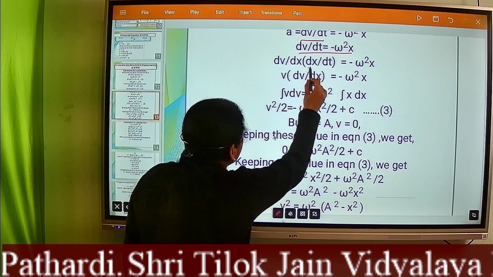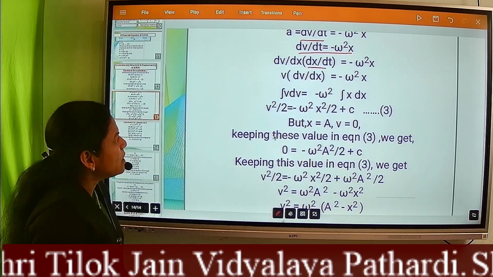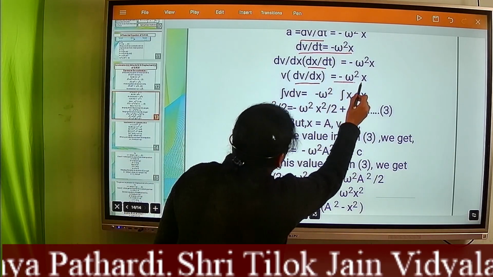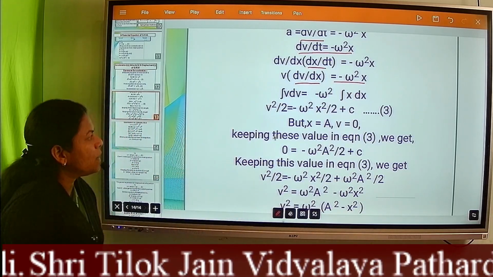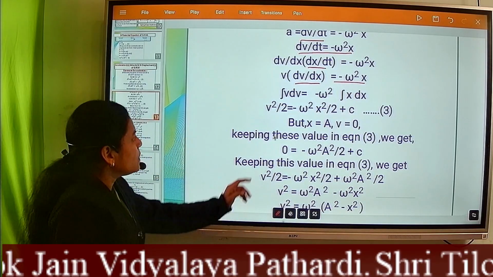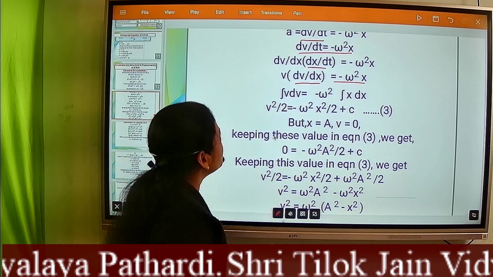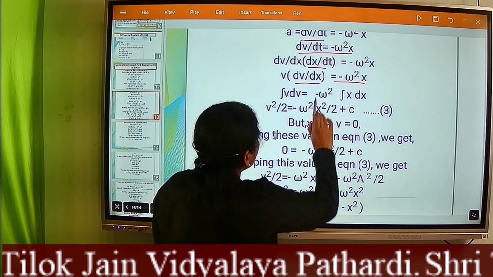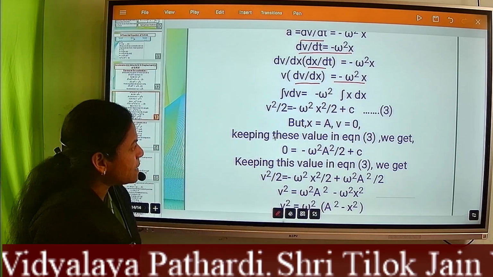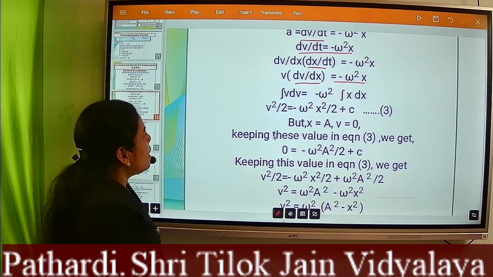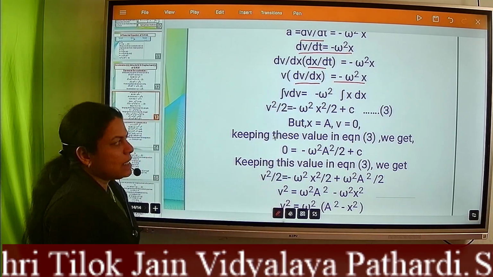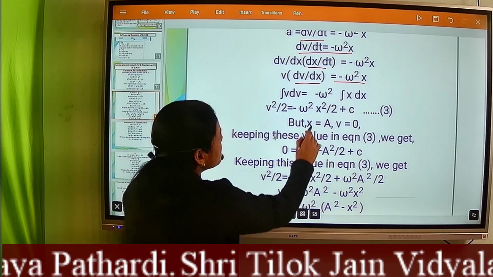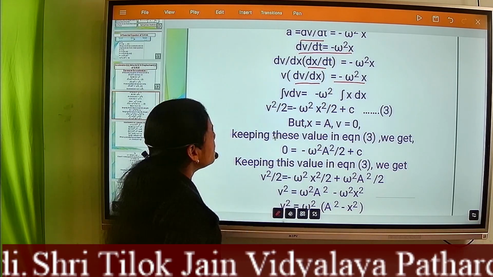But this dx by dt is the v. Therefore again write down the equation: v into dv by dx is equal to minus omega square x. Now take the integral: integral of v dv is equal to minus omega square into integral of x dx. Then integral of v dv is v square by 2, is equal to minus omega square; omega square is a constant, therefore write down only minus omega square.